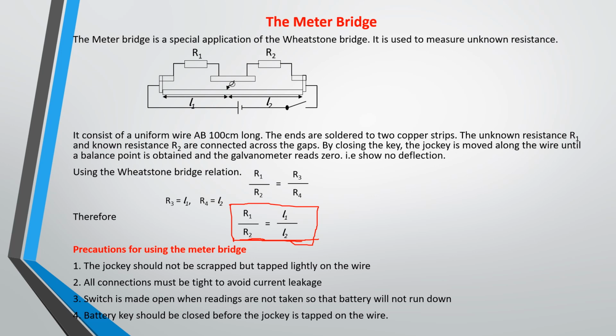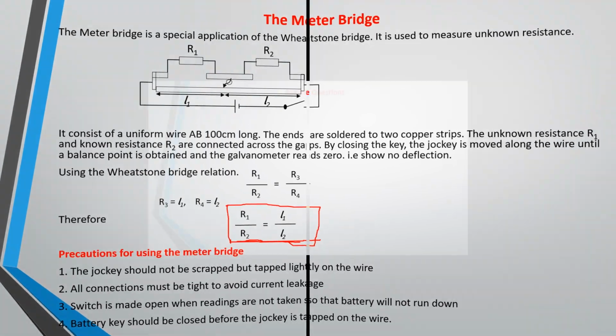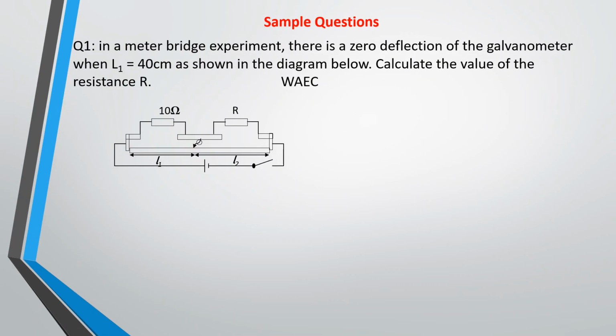So this is a sample question. It says that in a meter bridge experiment, there is a 0 deflection of the galvanometer when L1 is equal to 40 centimeters as shown in the diagram below. Calculate the value of the resistance, that is, calculate the value of this unknown resistance.